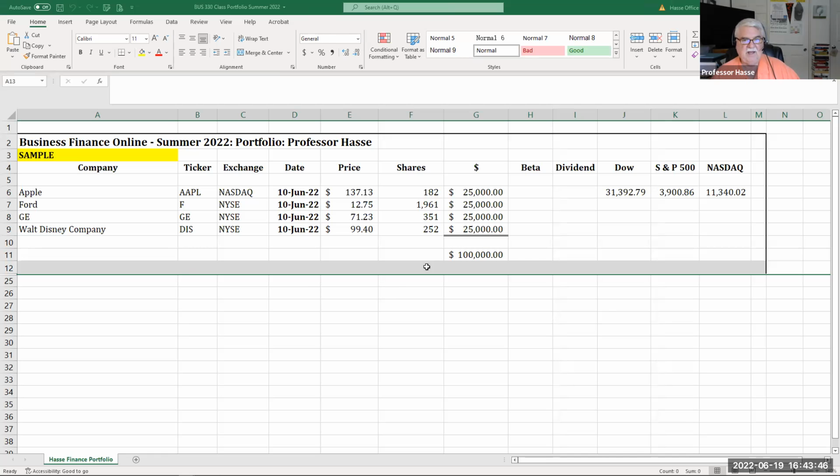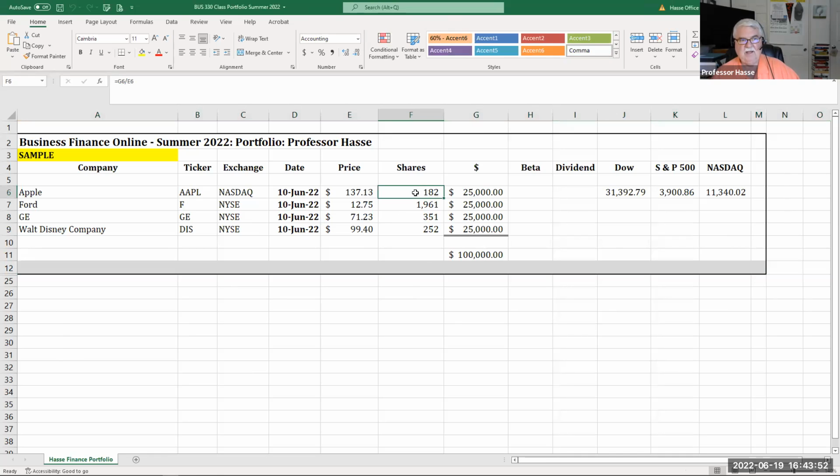Notice how I have the file total $100,000. Notice in the shares cells, I have the formula: this investment divided by the stock price to give me the number of shares. And notice I have rounded that number. Here was the number I was given when I did the calculation, but then I go to the menu and decrease the decimal to the whole number, and that's how I would like the format.